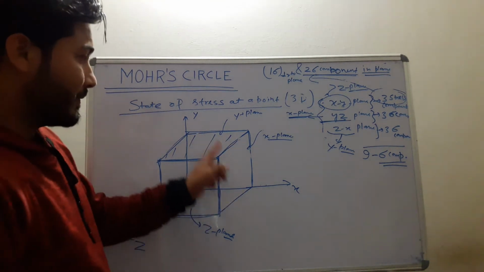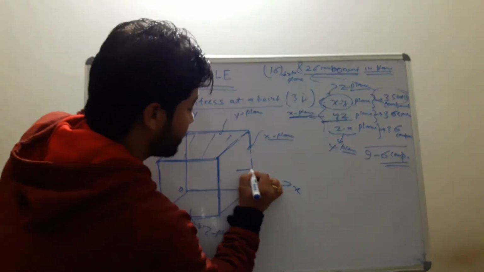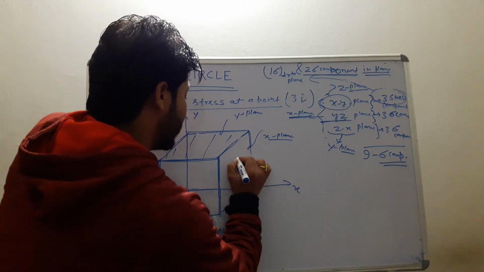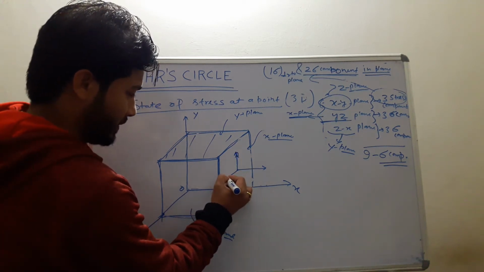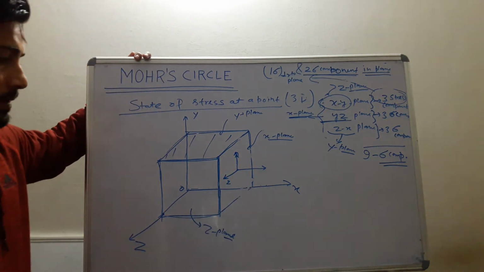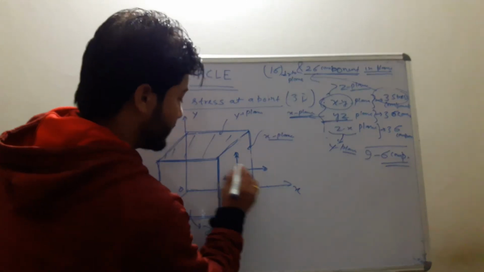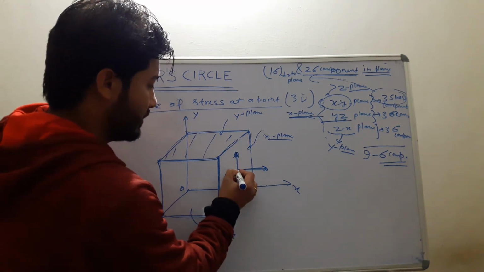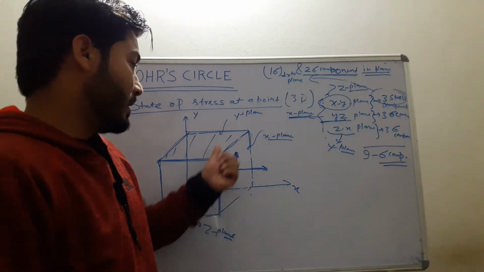Okay, so in all x, y, z planes there are three stress components. One is perpendicular, that is along the x-axis. Another one is in this x plane and along the y direction, and another one is in x plane but in z direction. So this component which is perpendicular to the x plane is known as the normal component, and these two are shear components, that is components which lie in this particular plane.